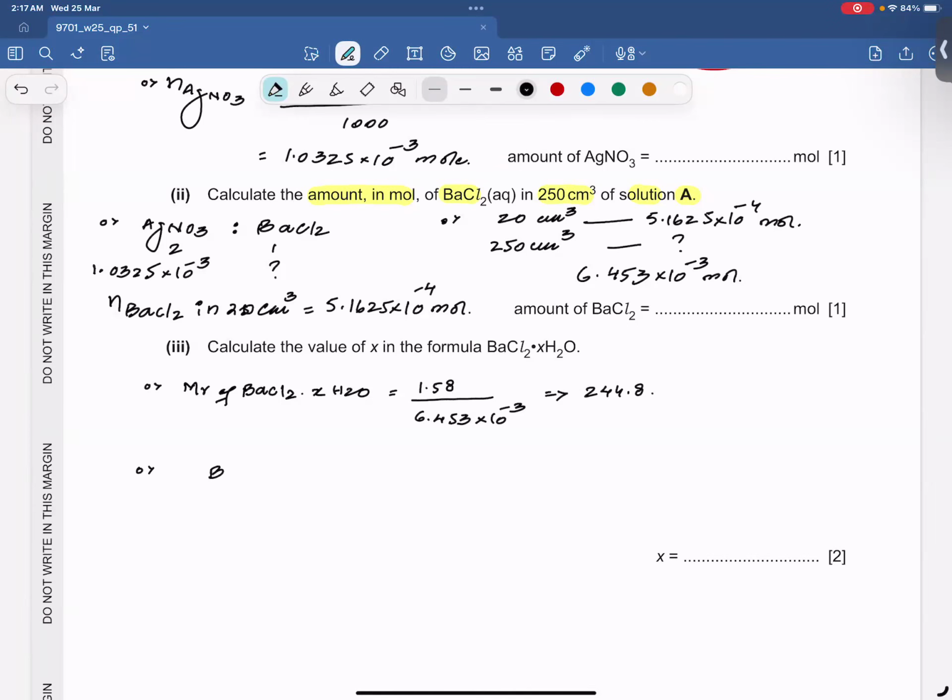So barium chloride dot XH2O equals 244.8. Barium has a mass of 137 plus chlorine has a mass of 35.5 into 2 plus 18x, BaCl2.XH2O equals 244.8. So 137 plus 71, 208.